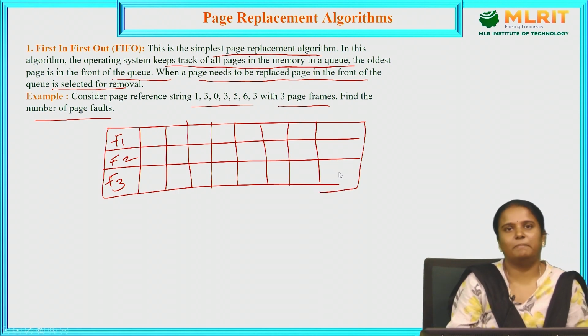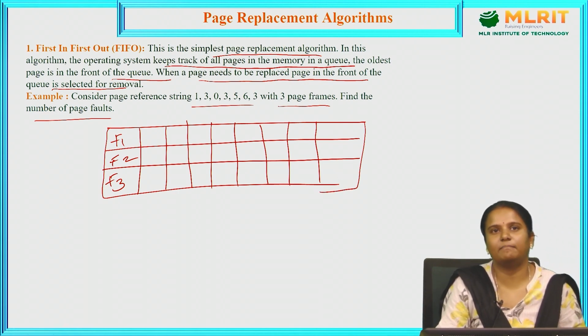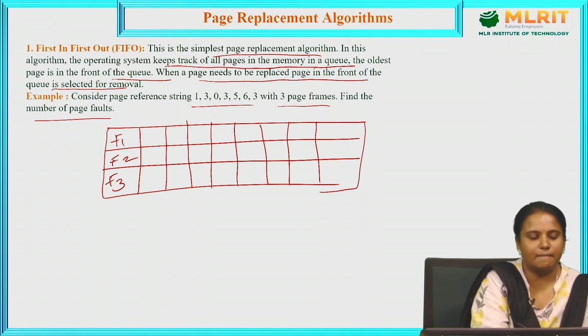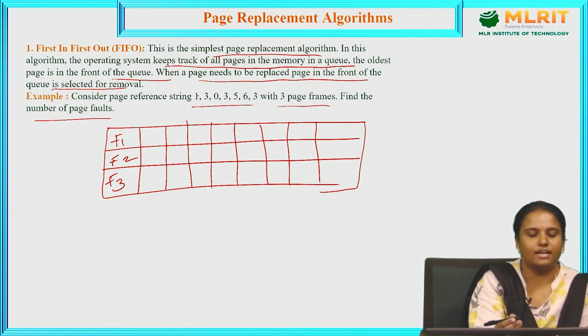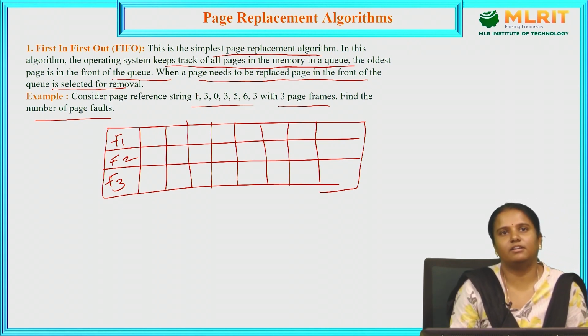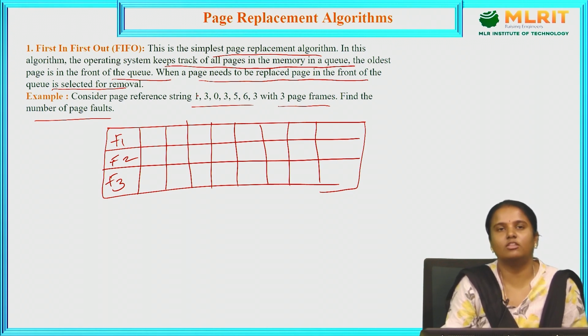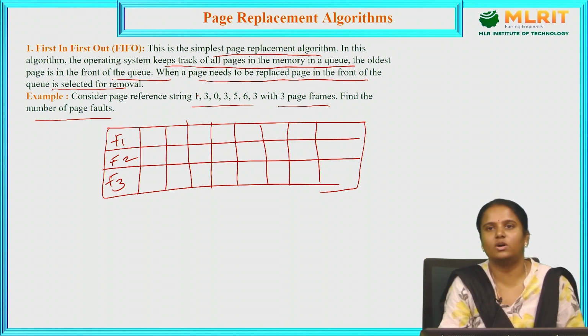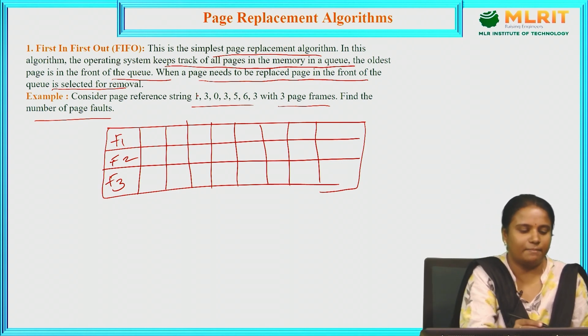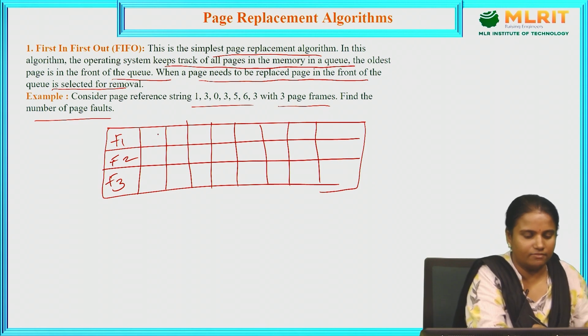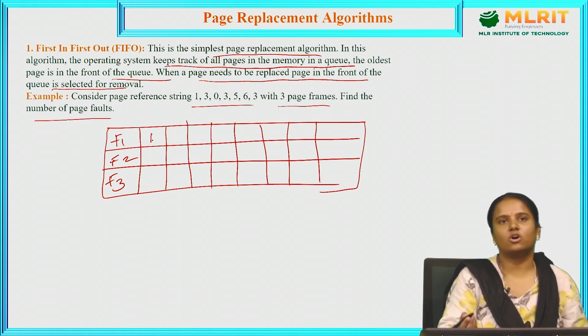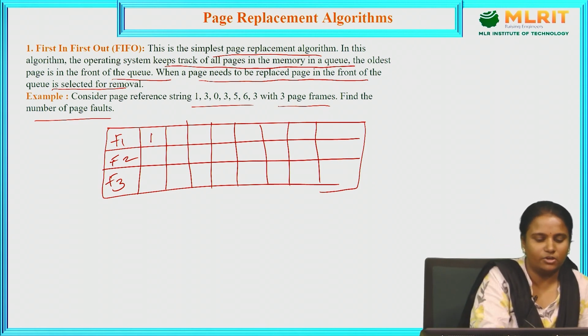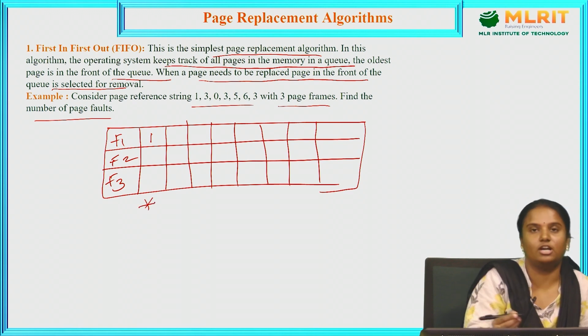So now the page frames are empty. What is our first number? It is 1. Here, what is our page replacement algorithm? Page replacement algorithm is nothing but first in first out. So the number which comes first, we need to insert it first. So first I am taking 1 and inserting in frame 1. As it is not present, we need to indicate this is a page fault.